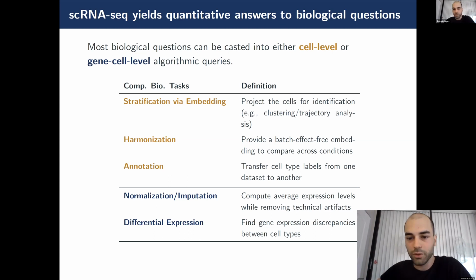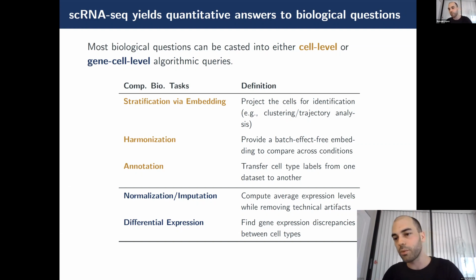And more especially, we'd like to get the snapshot of this distribution and how it modulates with technical effects. So for example, removing the technical artifacts. And if we're able to do this, then we can do the most important thing somehow of the gene and cell level queries, which is differential expression.